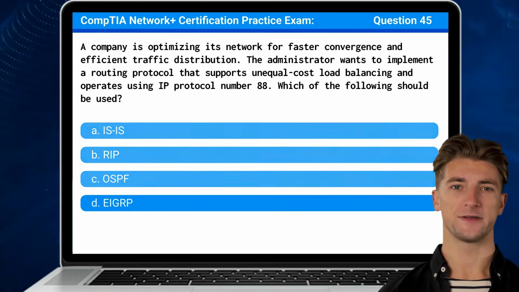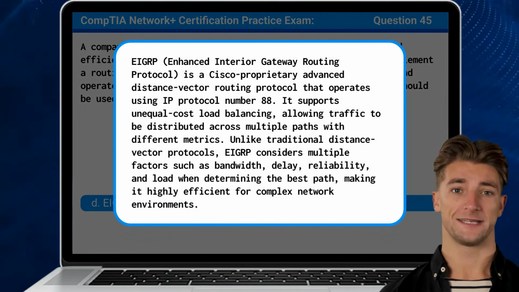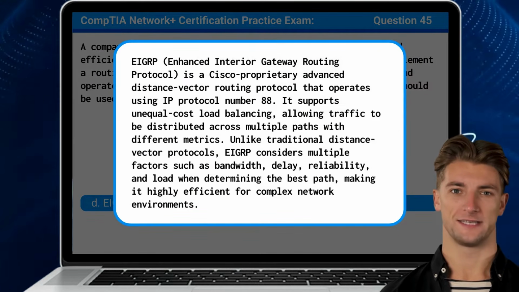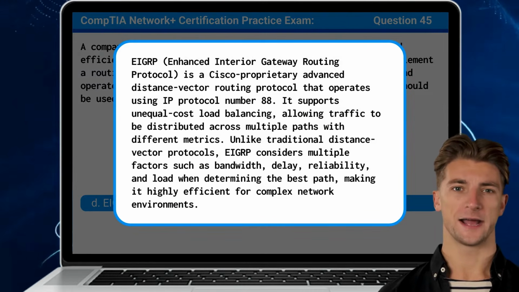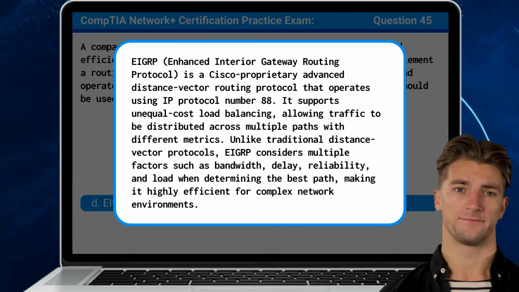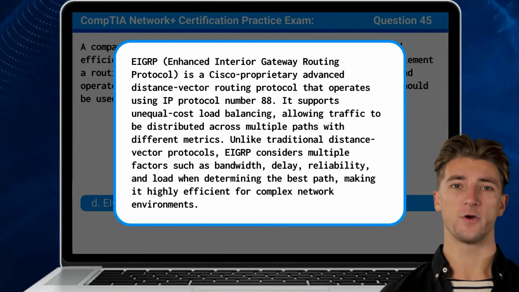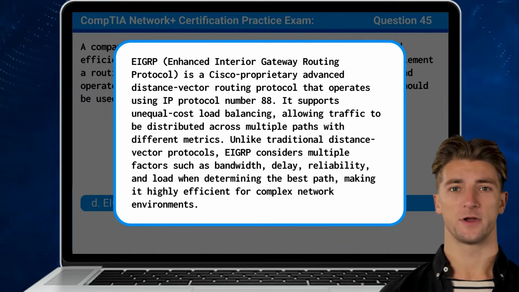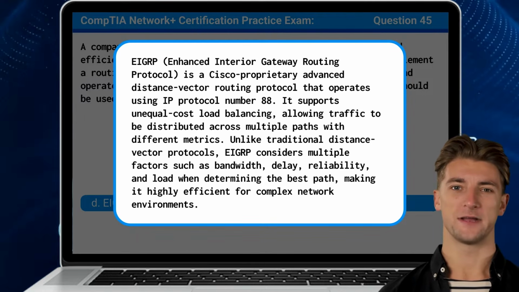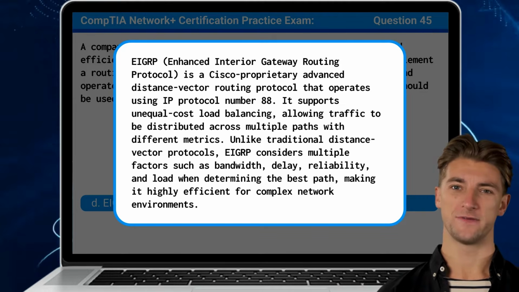The answer is D. EIGRP. EIGRP, or Enhanced Interior Gateway Routing Protocol, is a Cisco proprietary advanced distance vector routing protocol that operates using IP protocol number 88. It supports unequal cost load balancing, allowing traffic to be distributed across multiple paths with different metrics. Unlike traditional distance vector protocols, EIGRP considers multiple factors such as bandwidth, delay, reliability, and load when determining the best path, making it highly efficient for complex network environments.